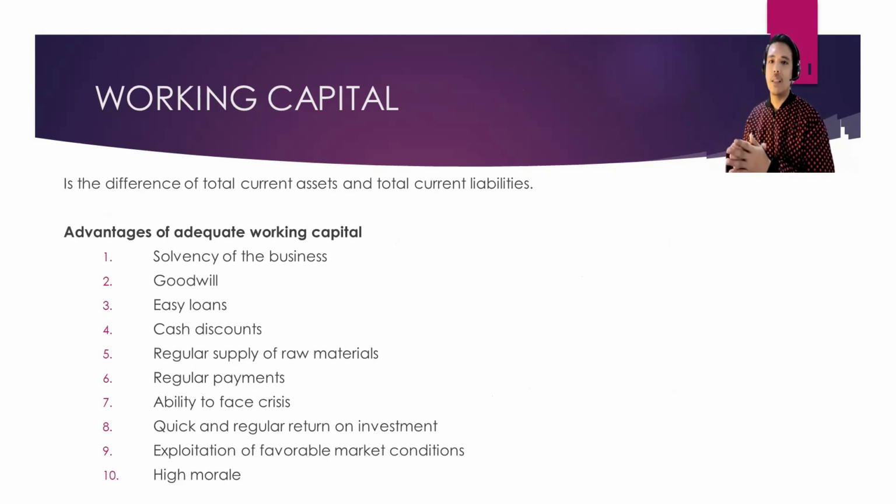But what are the advantages of adequate working capital? Of course, number one, solvency of the business, goodwill, easy loans, cash discounts. If you have money with you, you can purchase on cash and therefore get some cash discounts. These are only given to customers who are paying in cold cash. Like we always say, cash is king. Especially in our situation right now during the pandemic, we should always strive to keep the appropriate level of cash balance to make sure that the operation continues.